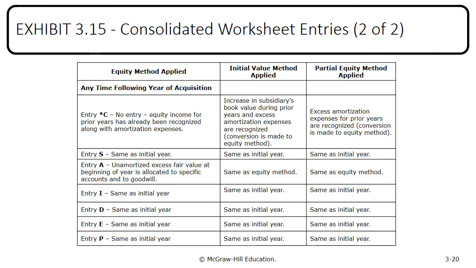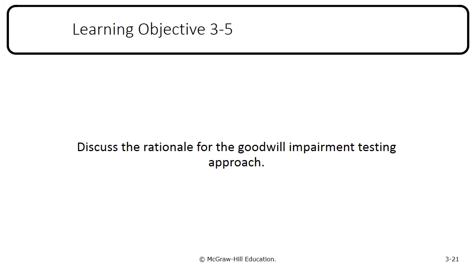Subsequent to acquisition, so anytime following year of acquisition. Under the equity method, there is no journal entry *C, but under the initial value method, there is, because we have to increase the parents' retained earnings due to the non-recognition of income. Okay, so you got a lot of work to do there.